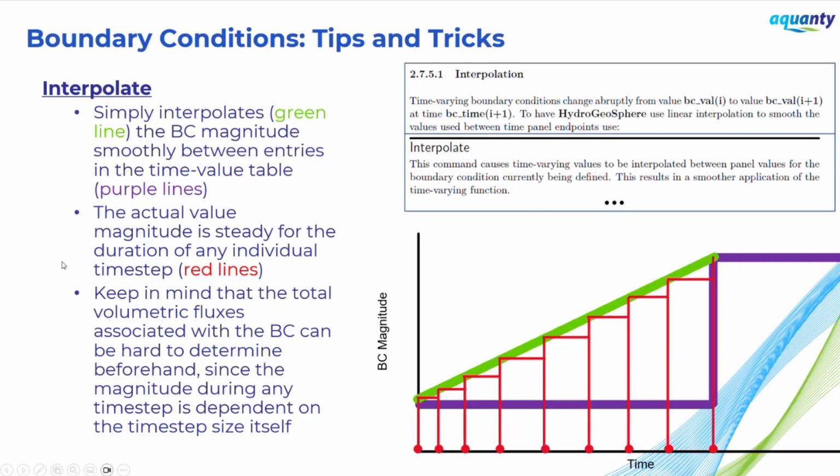There is also a one-line command that can be applied to boundary conditions called interpolate, and it will cause the actual magnitude of the flux to be interpolated in individual time steps based on your time value table. So for example, the purple line here represents a time value table. At a certain time, your flux goes from, let's say, 1 up to 2. If you apply the interpolate option, then the actual magnitude of the flux that is applied at each time step, these red steps, will be interpolated linearly from one point in the time value table to the next. So this allows you to have a more gradual change in boundary condition fluxes, which can make the solution more numerically stable.